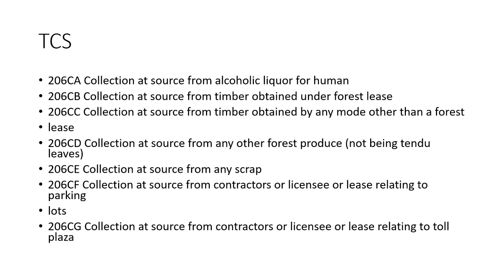Next comes 206C. A lot of changes have been made in 206C over the tax collection at source. Collection at source from alcoholic liquor for human consumption. Whenever a company manufacturing alcoholic liquors sells to the dealers, on the sale value, 5% tax has to be collected from the manufacturer under 206CA. Then collection at source from timber. When a forest department sells the timber in auction, at the time of selling and collecting the money by the government forest department, tax has to be collected.